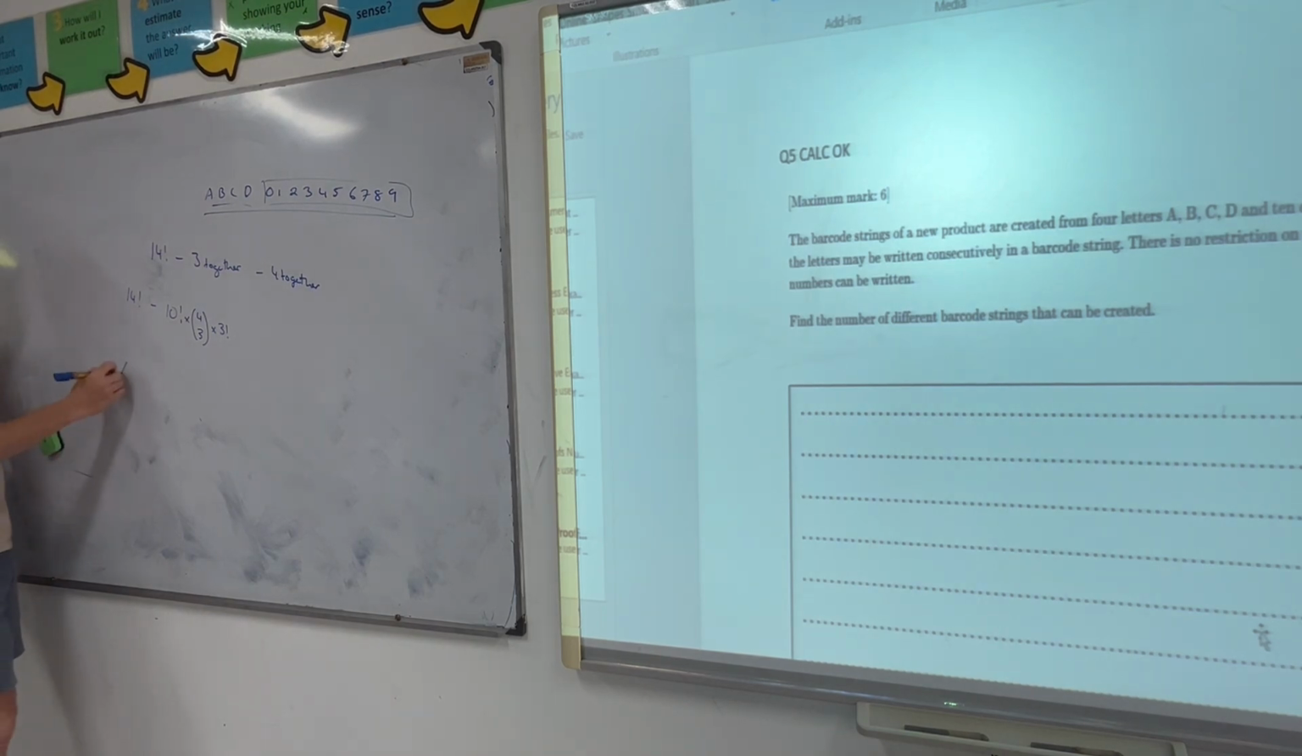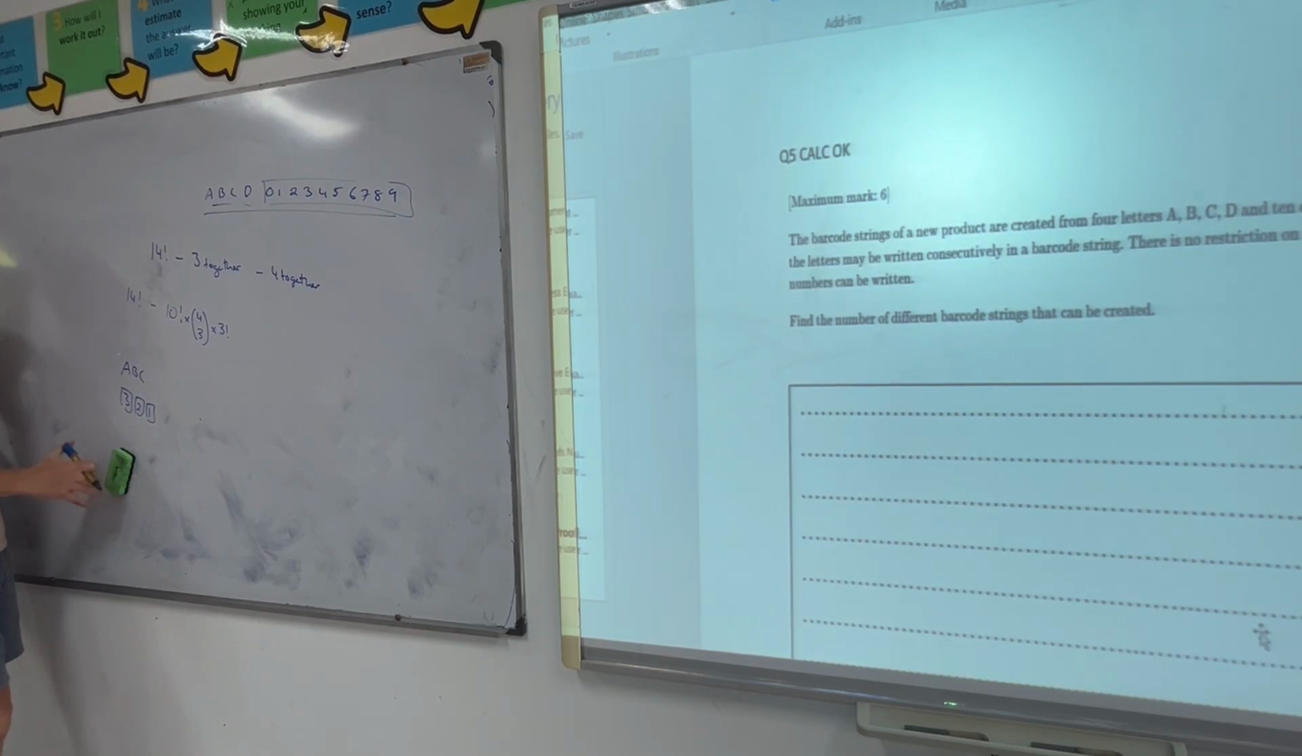3 factorial ways. So if A, B, C can be arranged 6 different ways, can't it? 3 options here, 2 options then, and 1 option for the last. So they can be arranged 6 different ways. That would give 6 different codes, wouldn't it?